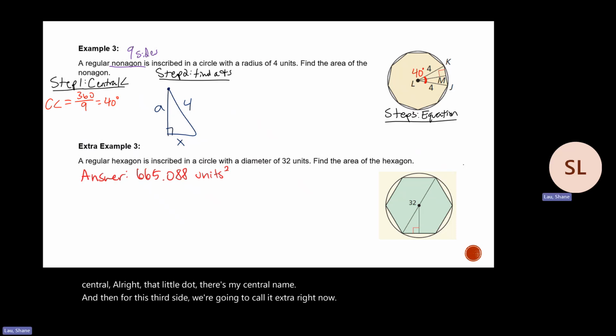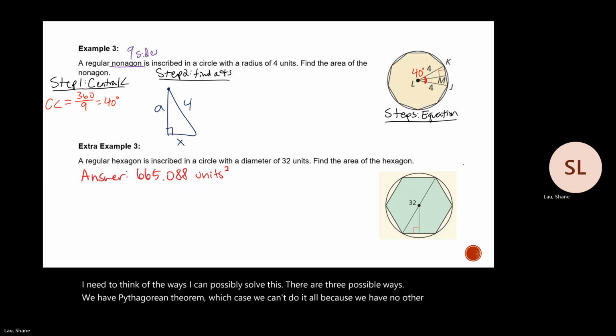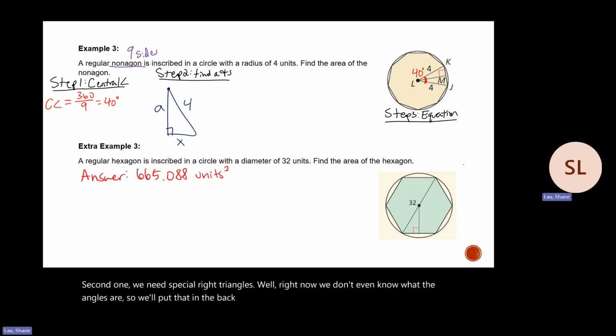Well, if I'm trying to find my A, I know my 4 is my hypotenuse. I need to think of the ways that I can possibly solve this. There are 3 possible ways, or really 4. We have Pythagorean theorem, in which case we can't do it at all because we have no other information. Second one, we need special right triangles. Well, right now we don't even know what the angles are, so we'll put that on the back burner. The third one is similar right triangles, and that's just not going to work at all because we don't have multiple triangles. And then we have trigonometry, which again could work, but we don't know any angles, or do we?